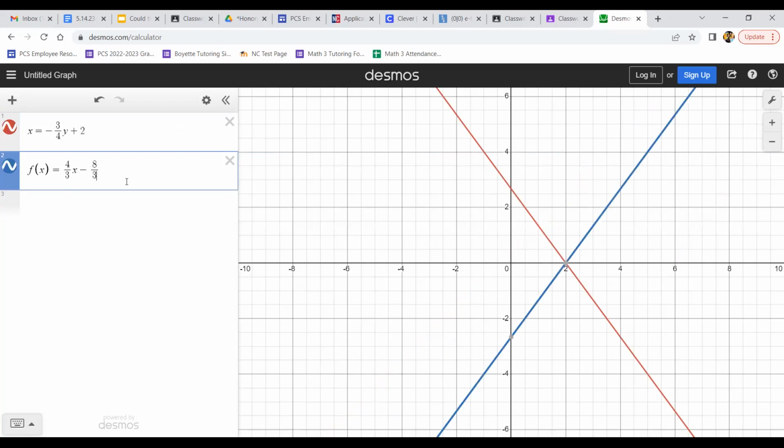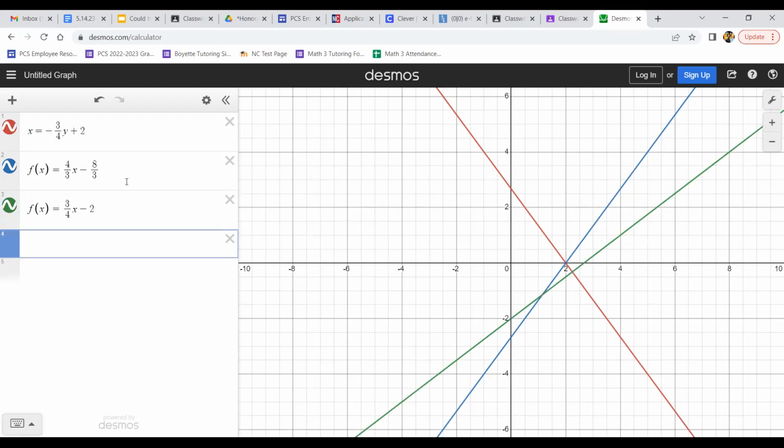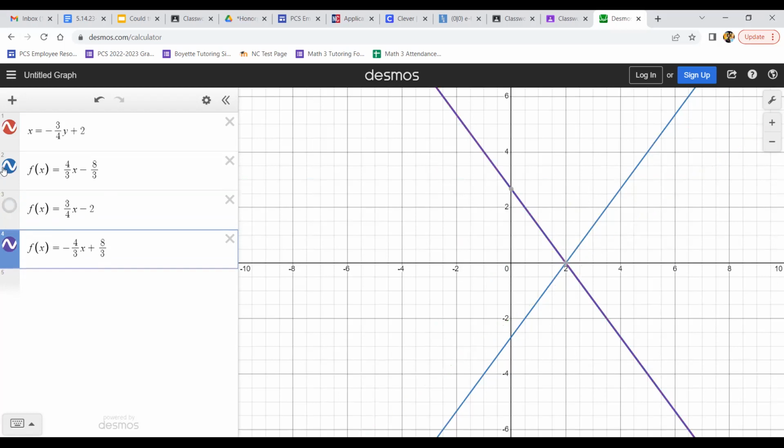Okay, so that one is not the answer. The first one is not the answer. 3/4 x minus 2. Oh, it's having no problem. Okay. -4/3 x plus 8/3. Oh, there we go. So this third one matches perfectly. So the answer is number 2. So for anything that says find the inverse, literally all you have to do is trade the x and y and graph.